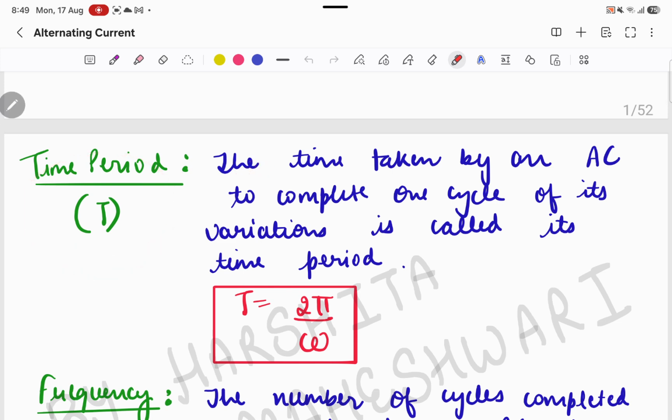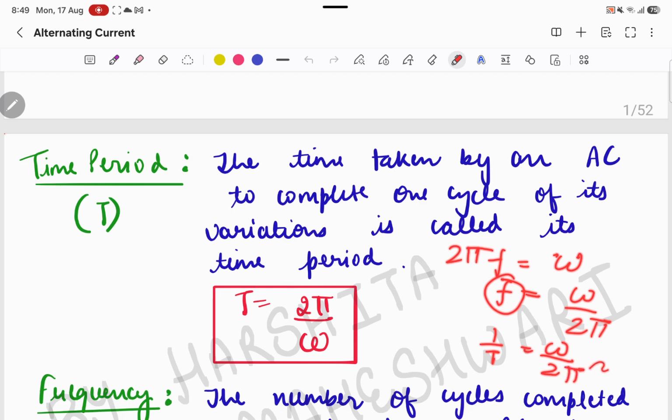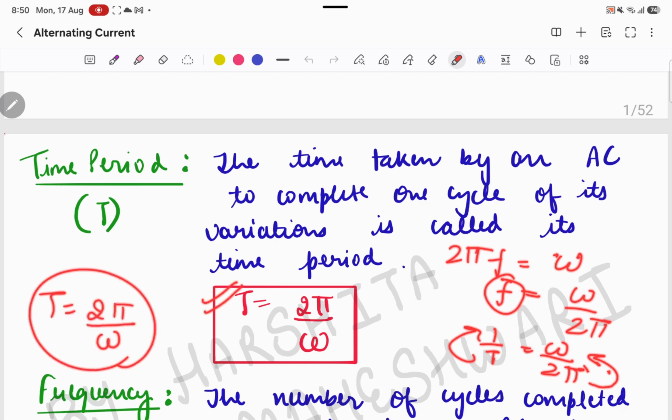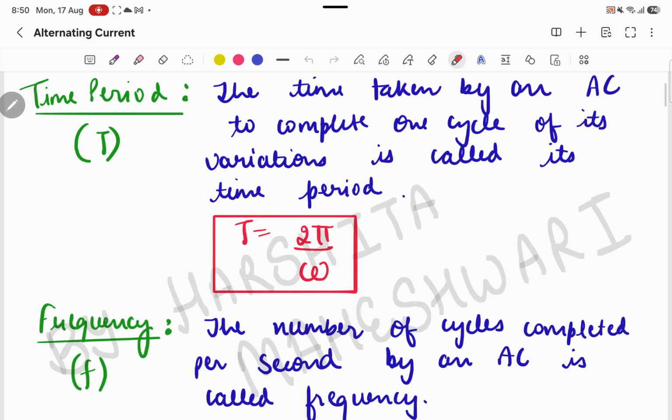So the next thing that we should know about is the time period. The time taken by the alternating current to complete one cycle of its variations is called the time period. We already had the formula that 2 pi f is equal to omega. Frequency can also be written as omega by 2 pi. Now we know that frequency is the reciprocal of the time period. So 1 by T is equal to omega by 2 pi. Now we can just reverse the values. So we are getting that T is equal to 2 pi by omega. So we got the formula here. Okay. Write down this formula.